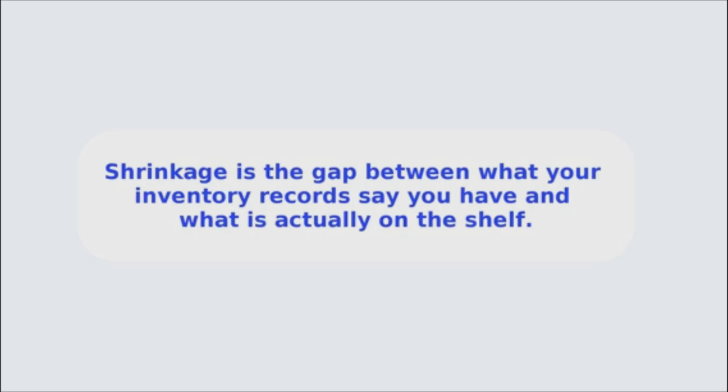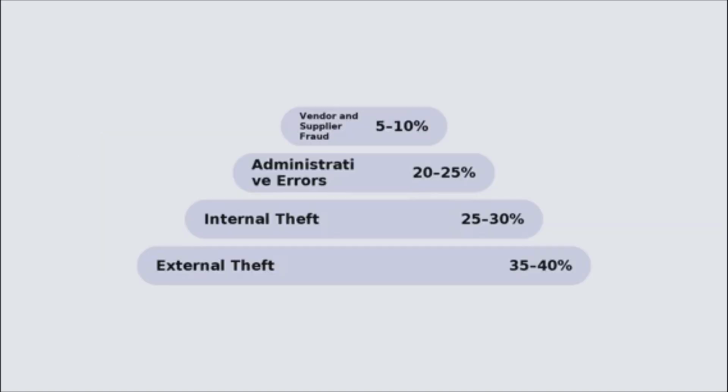Shrinkage comes from four distinct sources. External theft, shoplifting, and organized retail crime is consistently the largest single contributor. Internal theft by employees is the second biggest driver, often the most damaging because it can go undetected longer. Administrative errors account for a significant share, and vendor or supplier fraud rounds out the picture. Know these four categories. That's the foundation for everything that follows.